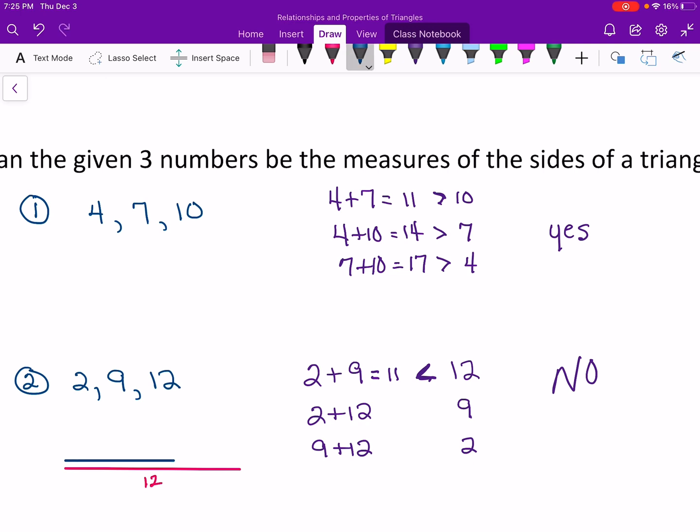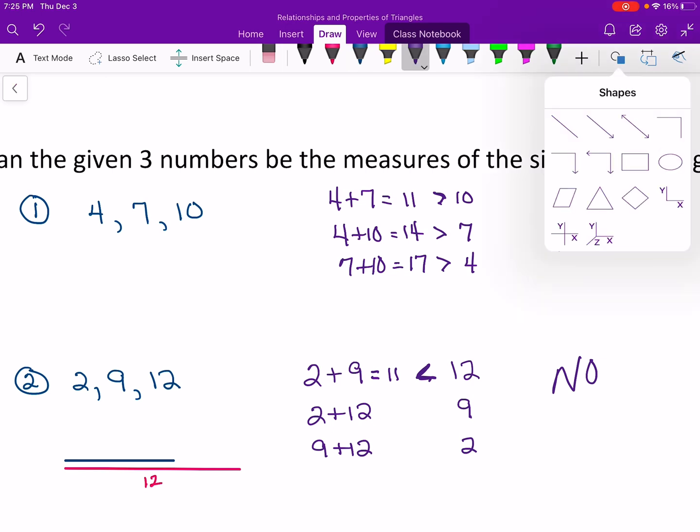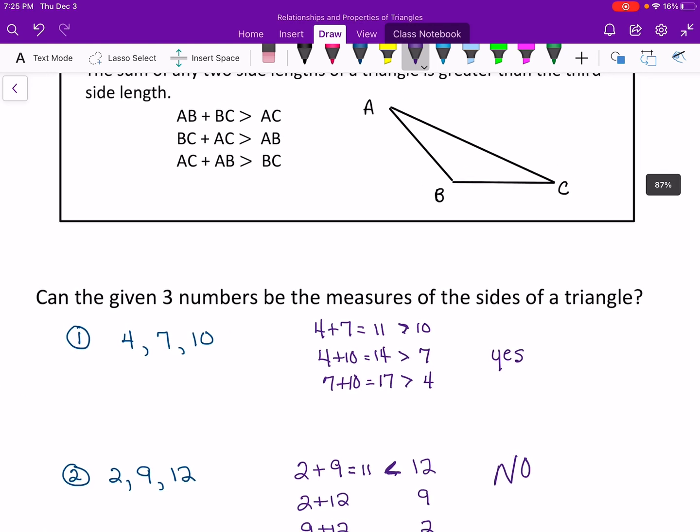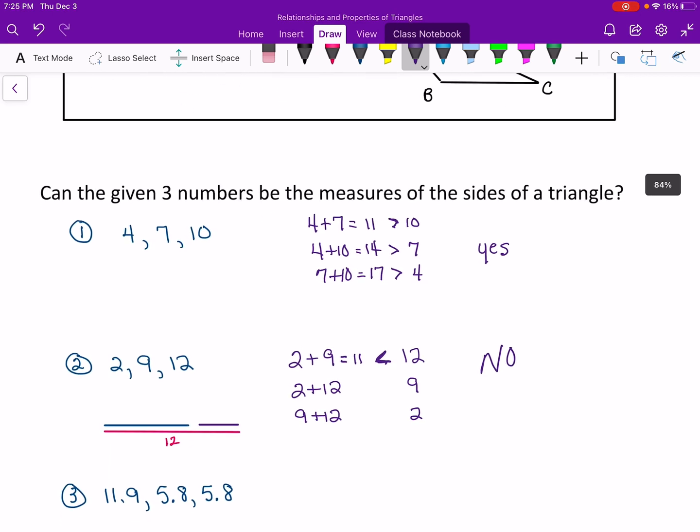And then a third segment. Let's change it to purple. And that one's only going to be 2 units long. Now, I know they're not going to add up to be 12. They're going to be a little less than 12. So let me do this. If you look, those 2 short segments don't even meet. So they're not even as long as the 12. How on earth could I bend them up and make a triangle out of it? It's totally impossible. So again, you're looking for combinations where when you add 2 sides together, it's bigger than the third side.